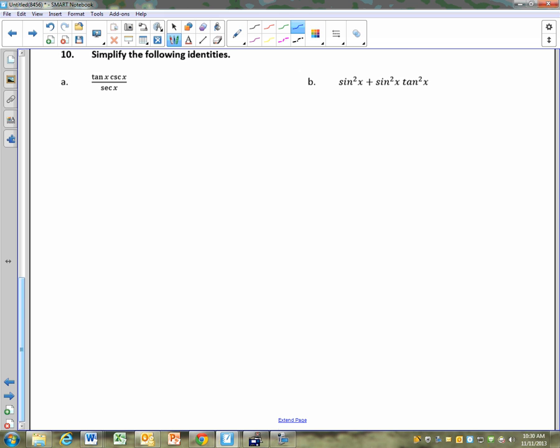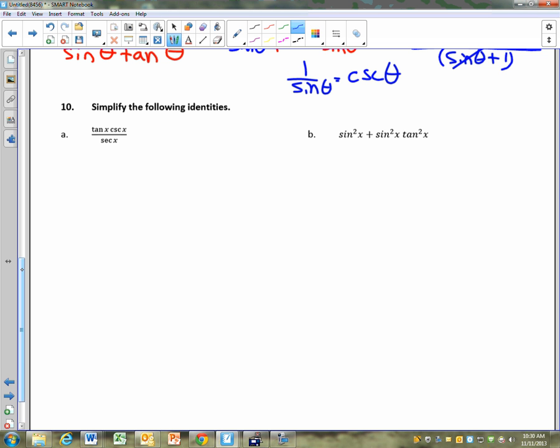Let's try a few more. Tangent times cosecant over secant. What do you want to do? Well, okay, good. Sine of x over cosine of x times 1 over sine of x times multiplied by the reciprocal. What's the reciprocal? Cosine. Bada bing, bada bam, bada booski.